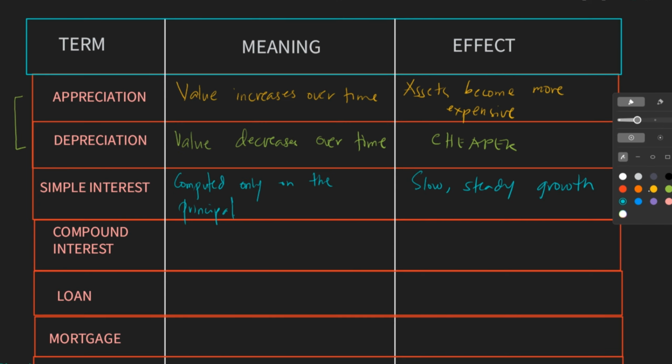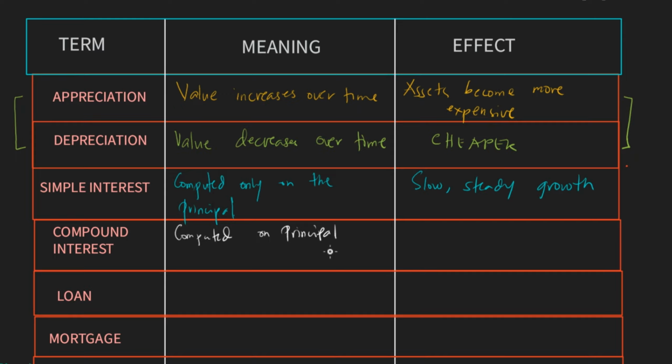Now let's move on with the compound interest. For compound interest, it is computed on principal plus previous interest. And of course, the effect is faster growth.